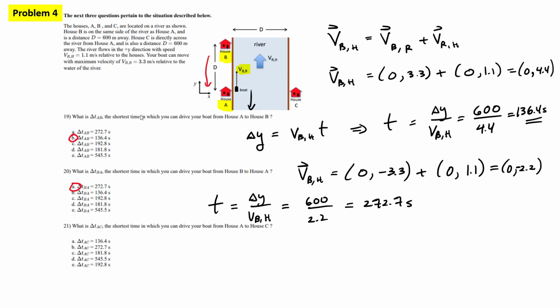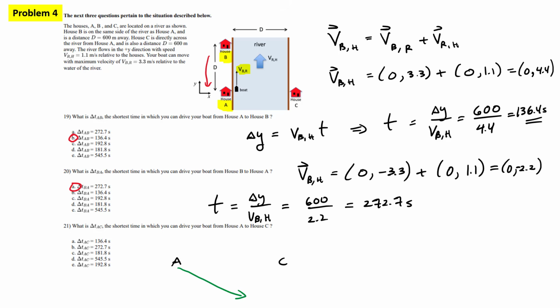All right, the next one says, what is delta T AC, the shortest time in which you can drive your boat from house A to house C? Well, let's have a look at this one. So really, if I'm at A and I want to end up straight across and the river is flowing downstream, you have to orient your boat at some angle over here.